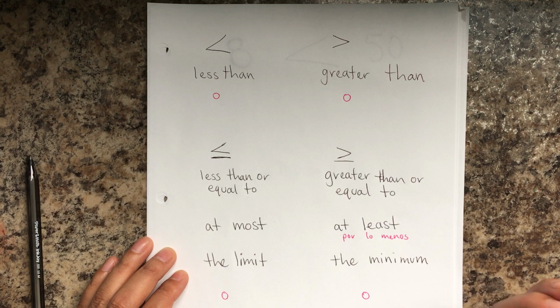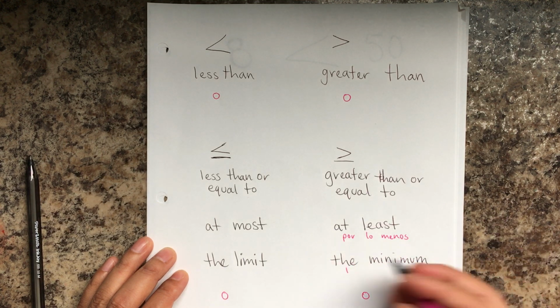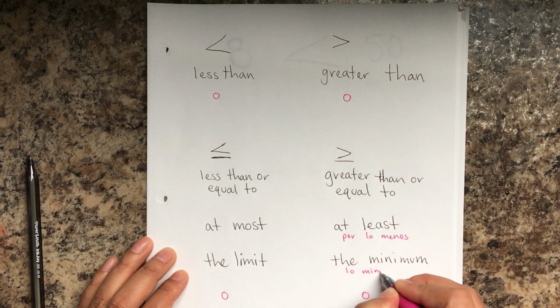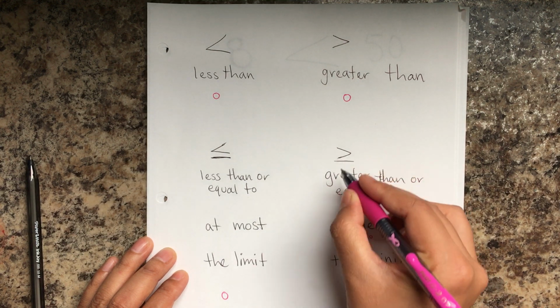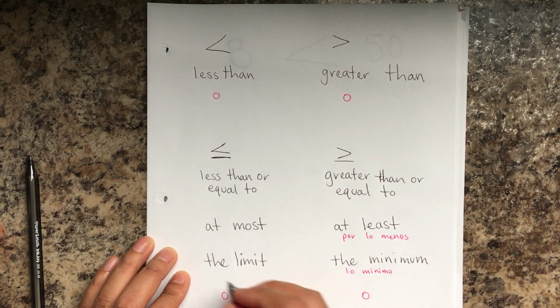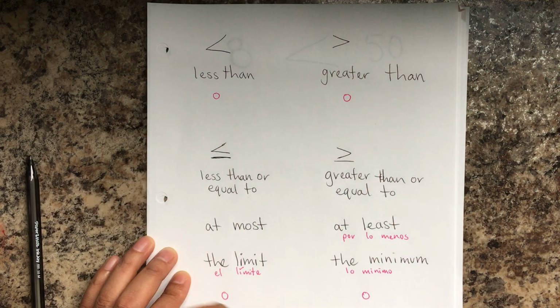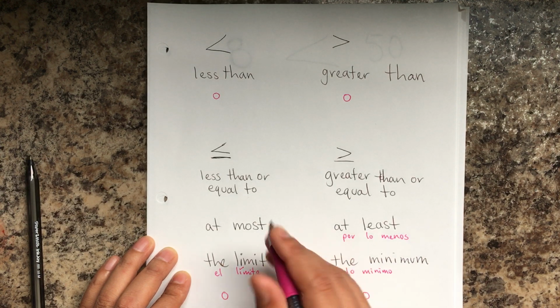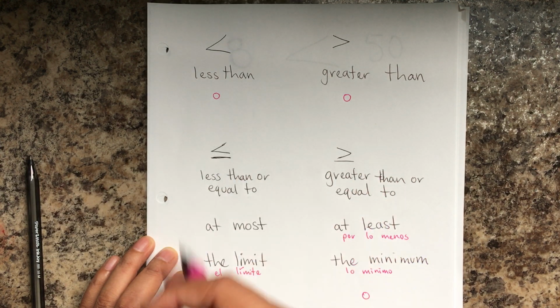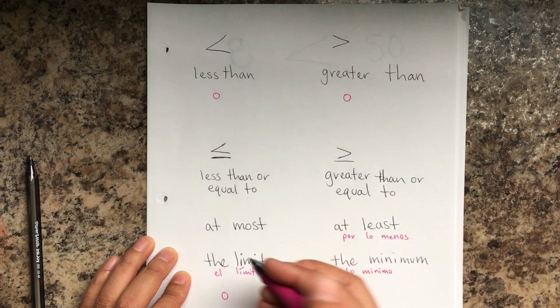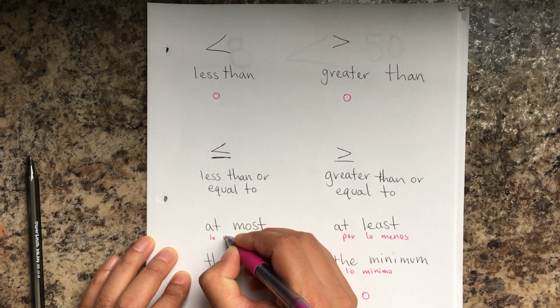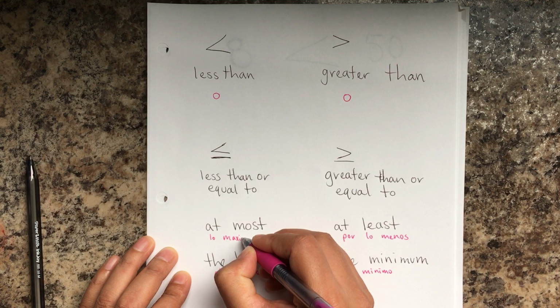The minimum, lo mínimo. So it means that you want more, right? Lo mínimo. So that's why it's greater or equal to. The limit is el límite. So it means that's the limit, you want less than that. Okay? And at most is lo máximo. Lo máximo que te voy a dar por el carro es. Okay? So lo máximo. I'm not going to pay more than that.